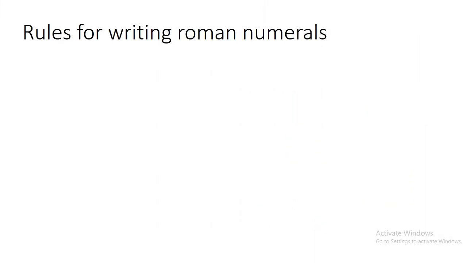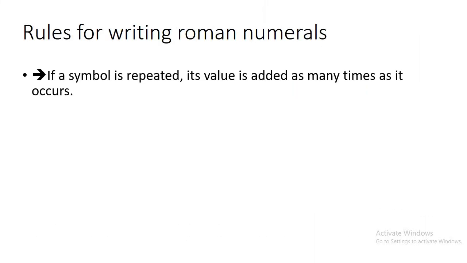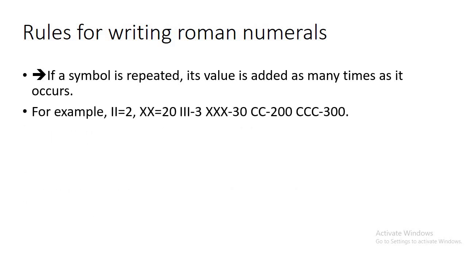Rules for writing Roman numerals. If a symbol is repeated, its value is added as many times as it occurs. For example, if I is repeated 2 times, it means 2. If X is repeated 2 times, it is 20. If I is repeated 3 times, it represents 3. If X, which represents 10, is repeated 3 times, it becomes 30. And C, which represents 100, if repeated 2 times becomes 200, and if repeated 3 times becomes 300.